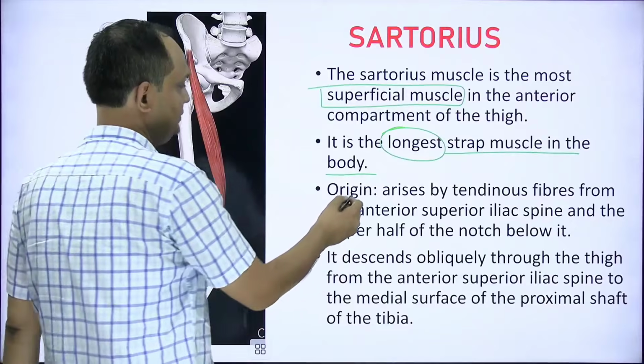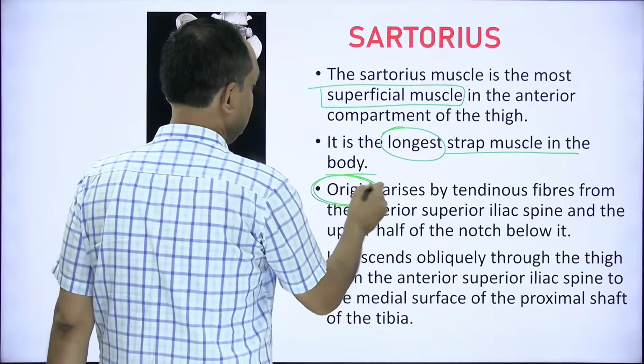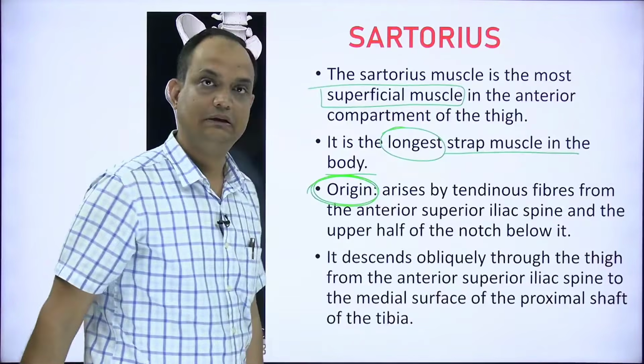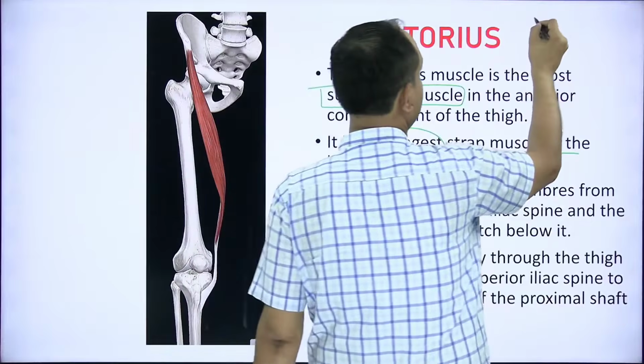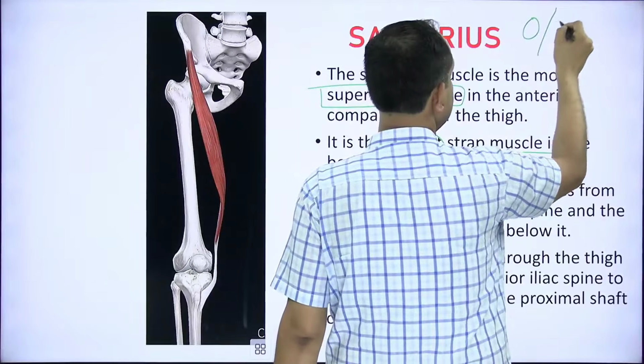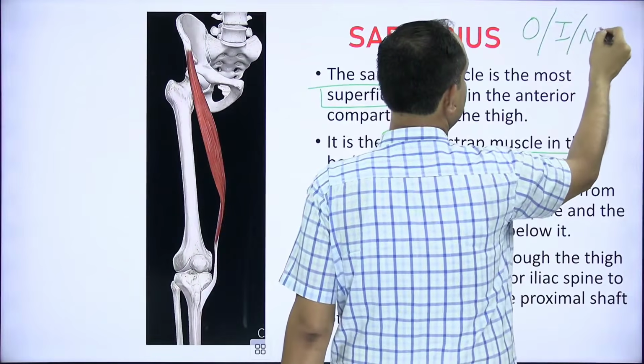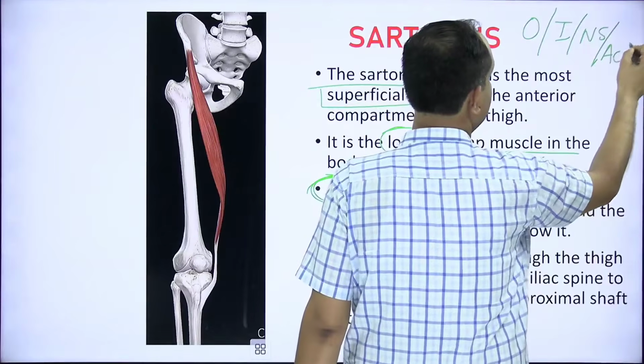Now what is the origin of this muscle? Whenever we are reading any muscle, we always talk about four important parts: origin, insertion, nerve supply and action of that muscle.